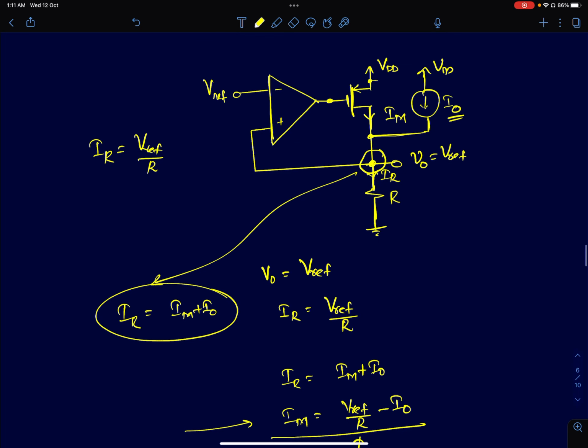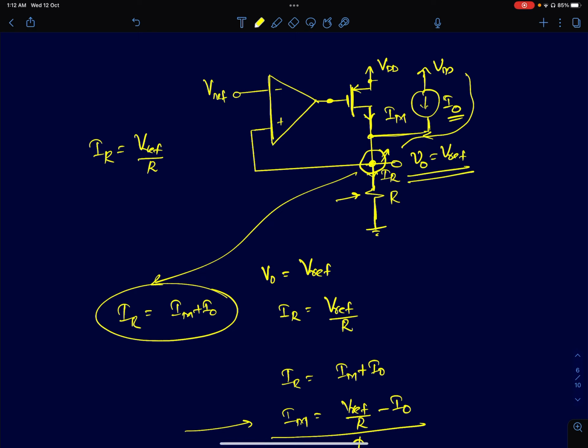Since this current IR is fixed, if I'm injecting an extra current from the supply into the resistor, then the current in the MOSFET will decrease by the same amount. Now, how will that decrease happen? How is the gate voltage changing? Initially, when we suddenly inject the current I0 in the circuit, that I0 will try to increase this node voltage because there is an excess current flowing into the output node. Then the feedback kicks in and starts acting on it.